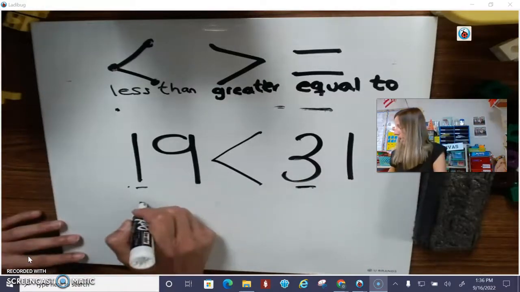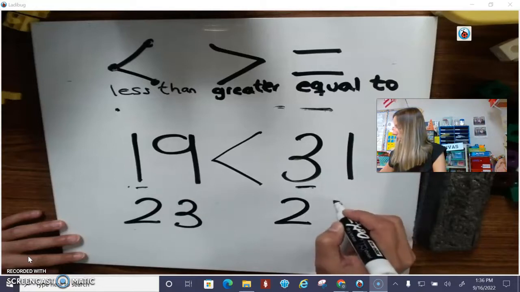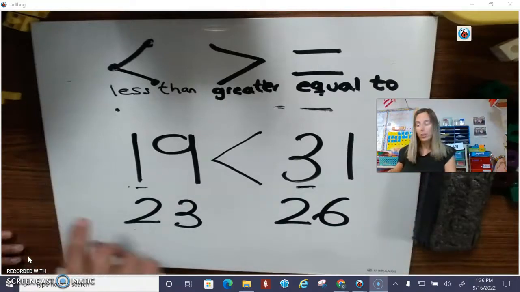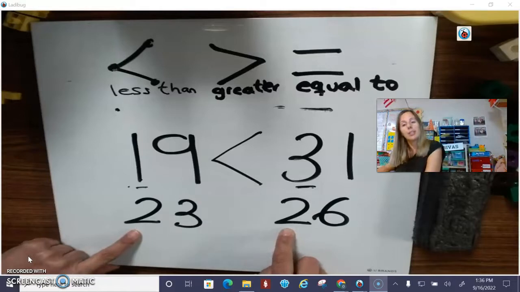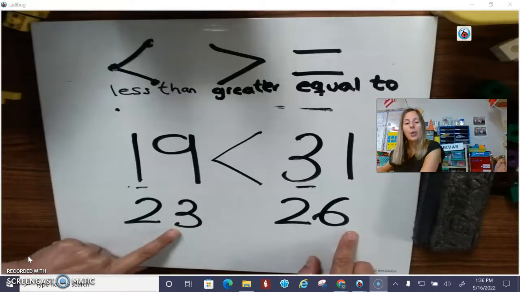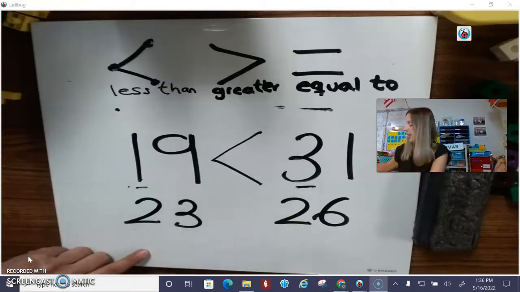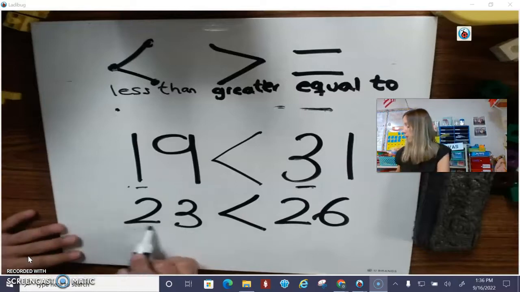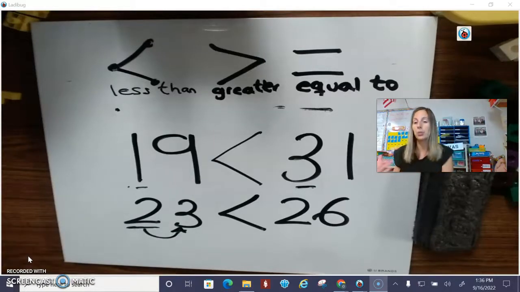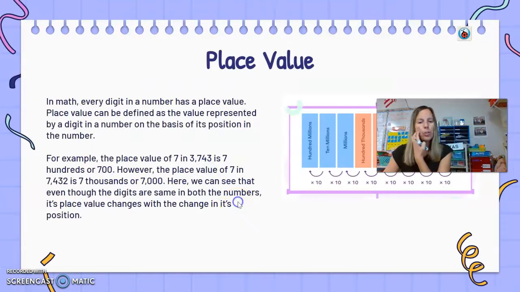Now, what about if I have a number like, for example, 23 and 26. So first, we look at the tens. Uh-oh, they're the same. Now we move to the next number, the 3 and the 6. Which one is bigger, 3 or 6? And they go, 6 is bigger. Correct. So 23 is less than 26. So that's how we do it. We start with the tens and then we move on to the ones to compare numbers, for them to understand how to compare numbers.